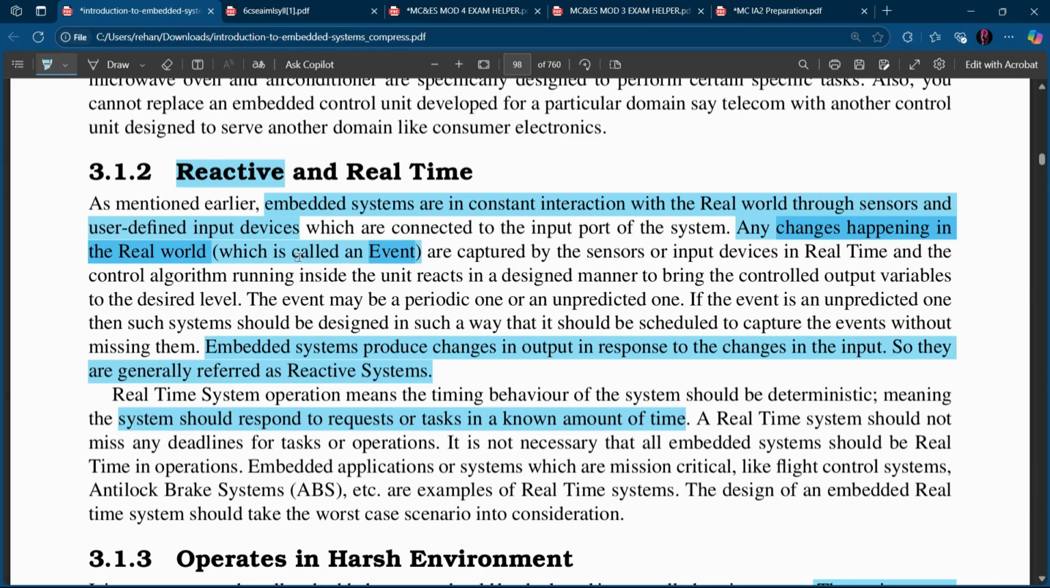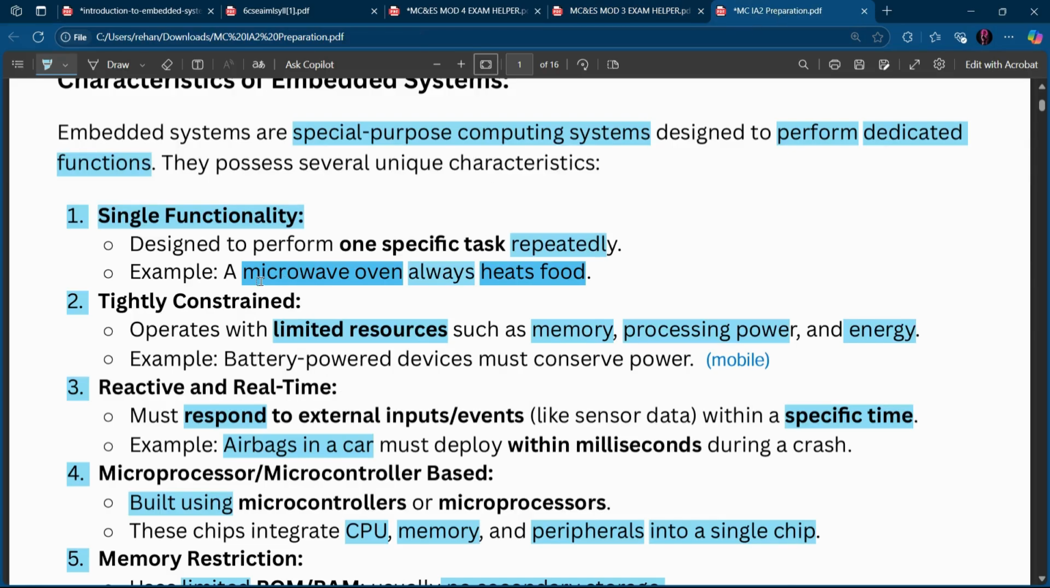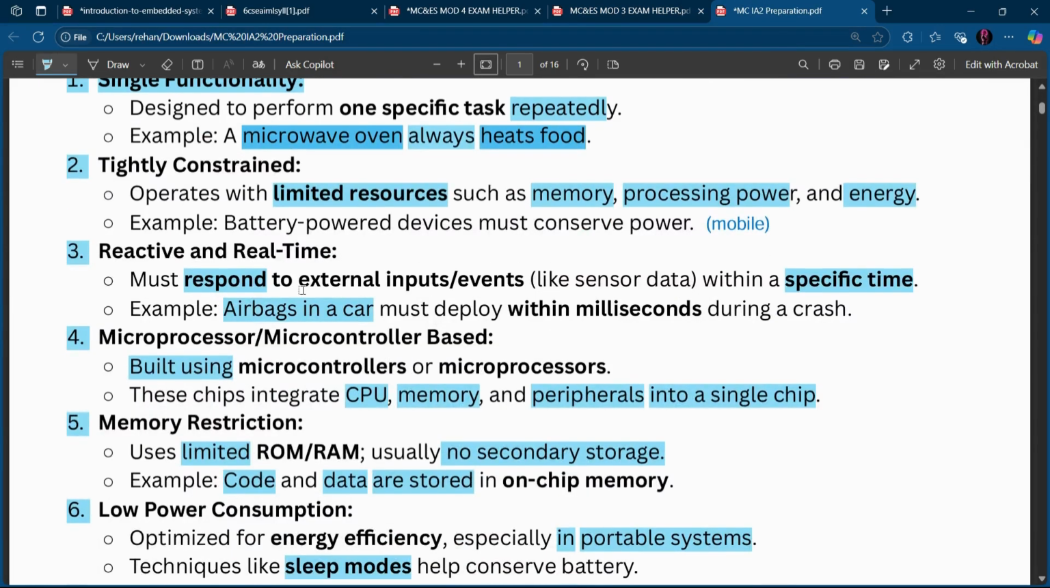You can see they are captured by sensors or input devices. So the changes happening in the real world are captured by the sensors, and these are responded to by the reactive system. So they are called reactive and real time: response to an external event in real time with time constraints. You have to always remember it is a time constraint. Reactive and real-time systems must respond to external inputs or events, likely sensor data, within a specific time.